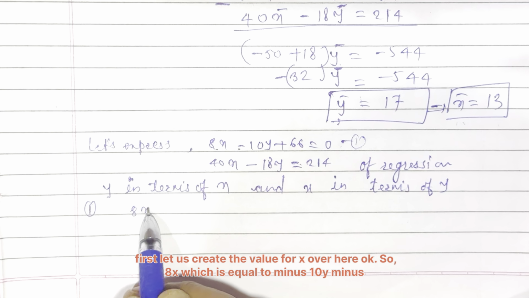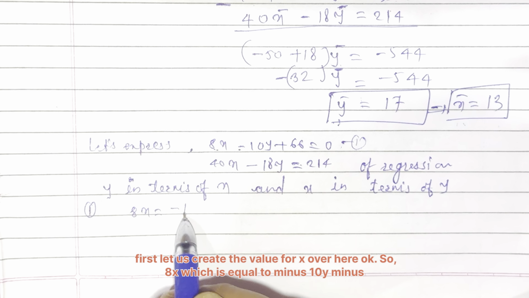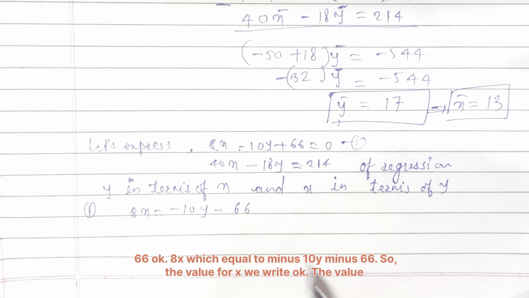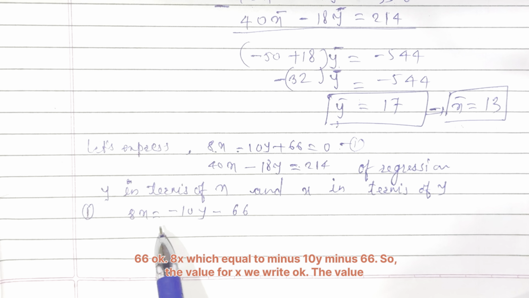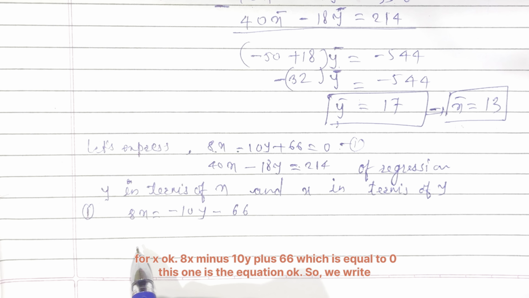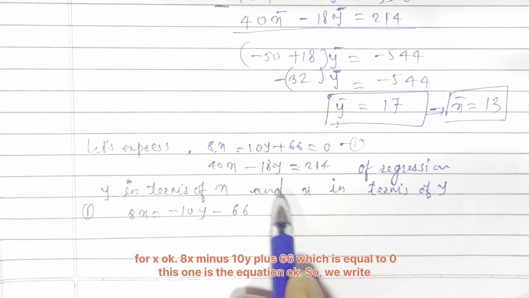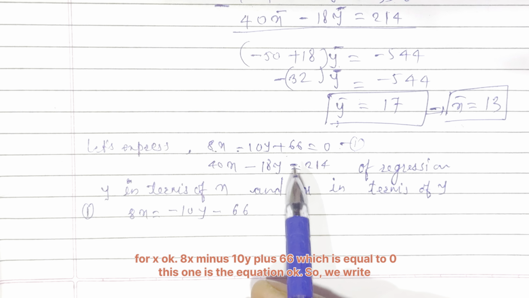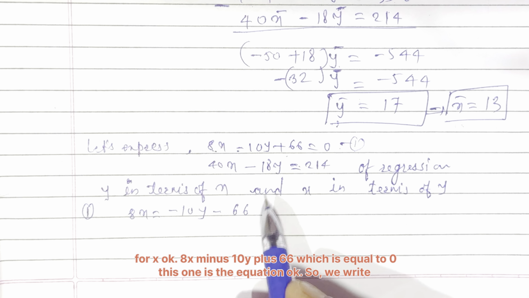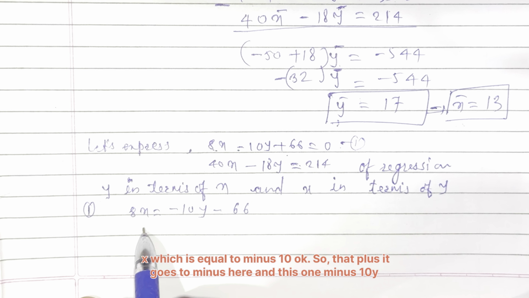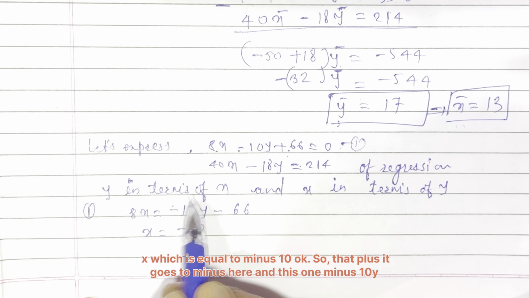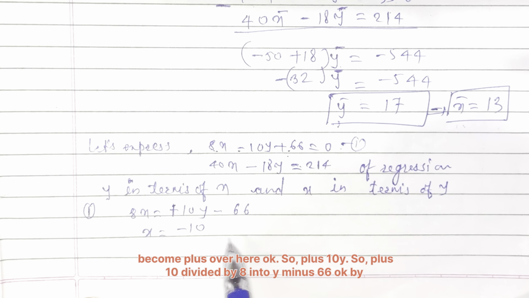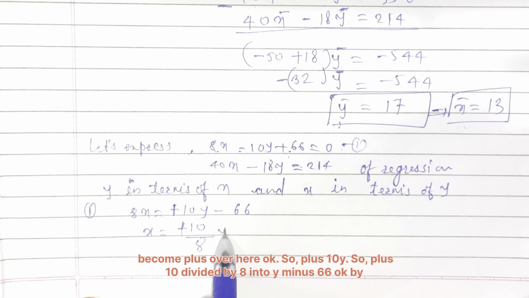So 8x which is equal to minus 10y minus 66. So the value for x we write: 8x minus 10y plus 66 which is equal to 0. This one is the equation. So we write x which is equal to minus 10. That plus goes to minus here, and this minus 10y becomes plus over here. So plus 10 divided by 8 into y minus 66 by 8.